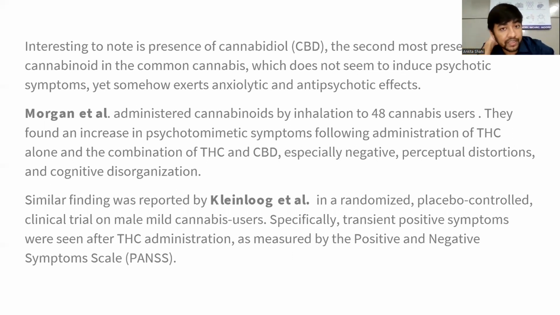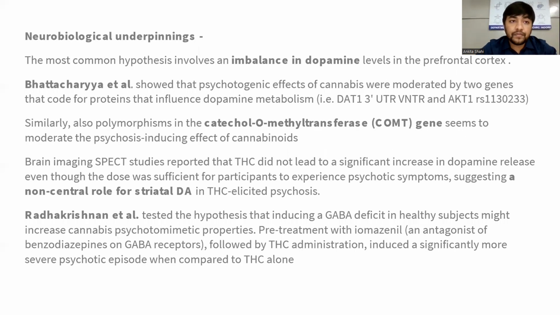So Morgan et al. administered cannabinoids by inhalation to 48 cannabis users. They found an increase in psychotomimetic symptoms following administration of THC alone and the combination of THC and CBD, especially negative symptoms, perceptual distortion and cognitive disorganization. Similar findings were reported by Kleinloog in randomized placebo-controlled clinical trials on male mild cannabis users. Specifically, transient psychotic symptoms were seen after THC administration as measured by the Positive and Negative Syndrome Scale.